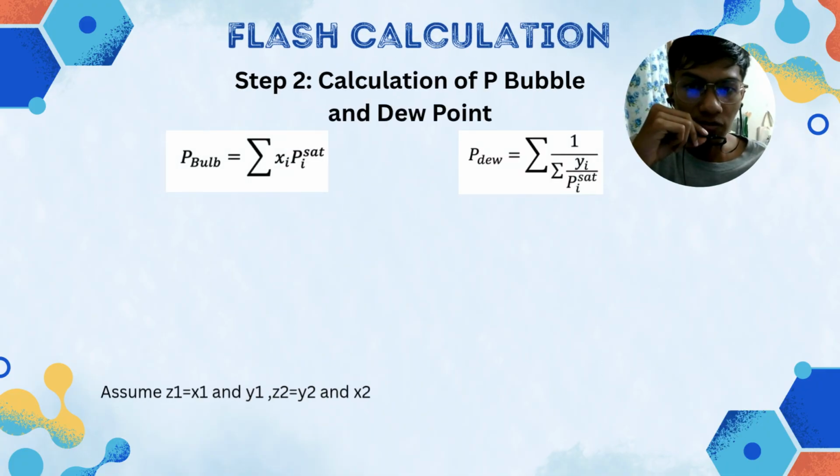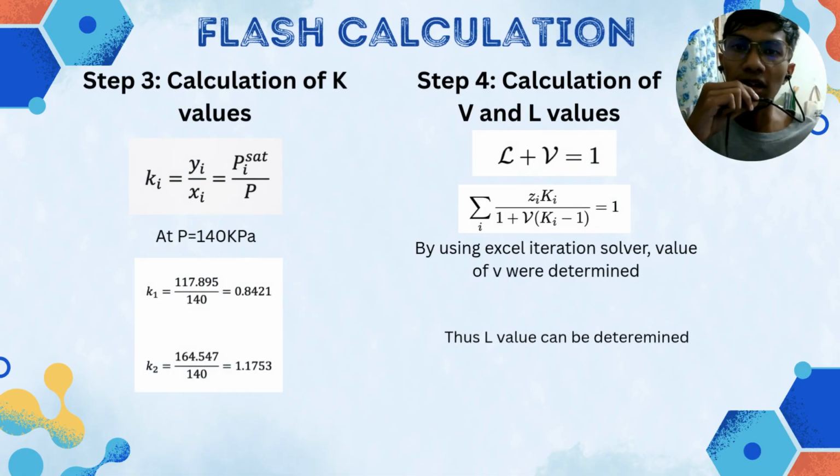And for the next part, we also want to calculate the P bubble and P dew point. In order to calculate P bubble and P dew point, we need to determine the xi and yi. Since we assume the xi and yi are equal to zi, which means 0.5, we insert the values into the equation and we can obtain the pressure bubble point and pressure dew point. Next, we want to determine the K value by using this equation. By using this equation, we insert the known values and we can obtain the K value for each of the component.